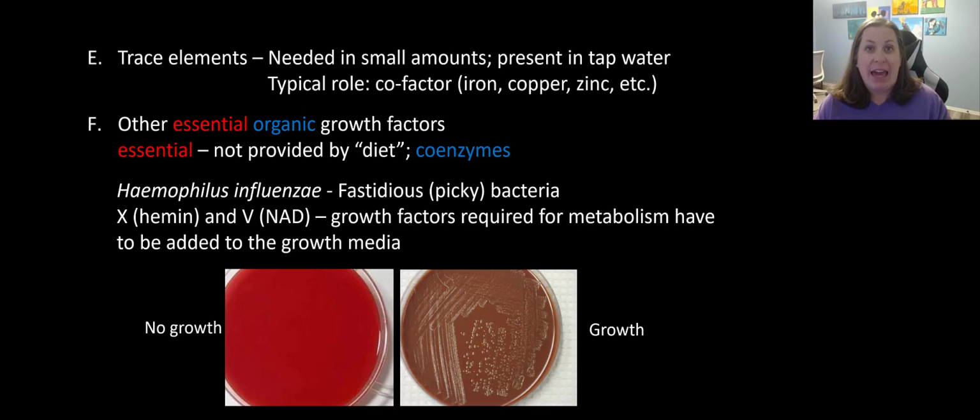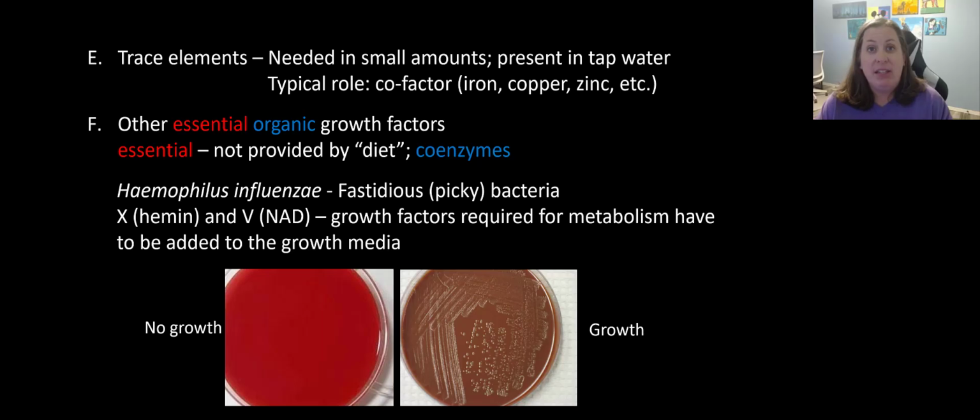This includes the X that we see as hemin, which comes from blood, hemoglobin, and the V, which is going to be the NAD molecule. Now, the thing is, you can't just give it blood and be like, okay, it's good, it can grow, okay? Their growth factors are required for their metabolism, so they can't break it down themselves. And so an example here in that red plate is a blood agar. It's full of blood cells, but you'll notice there's no bacteria growing on it.